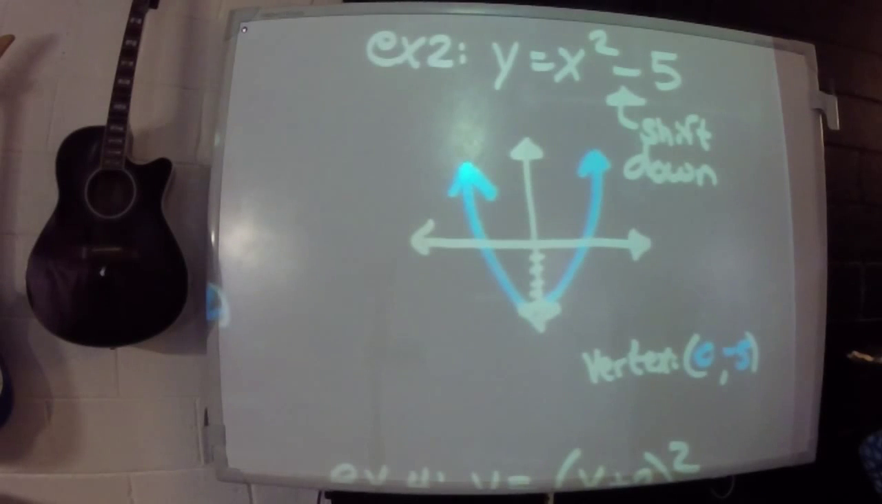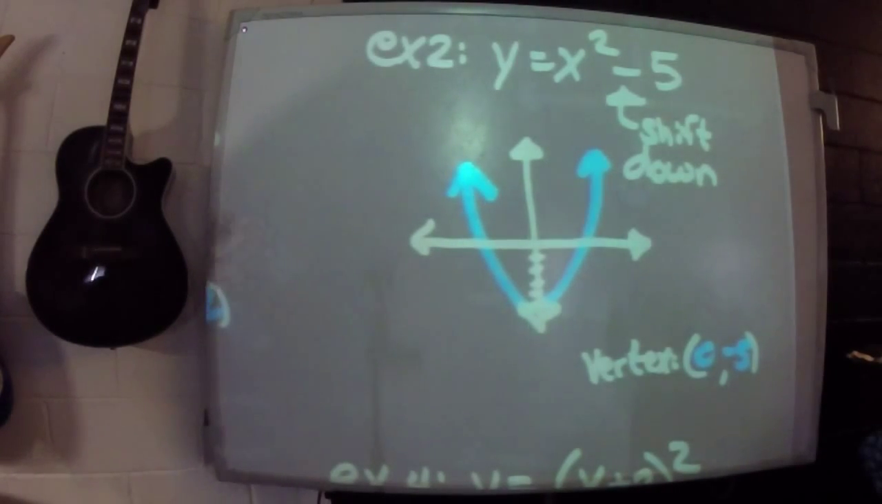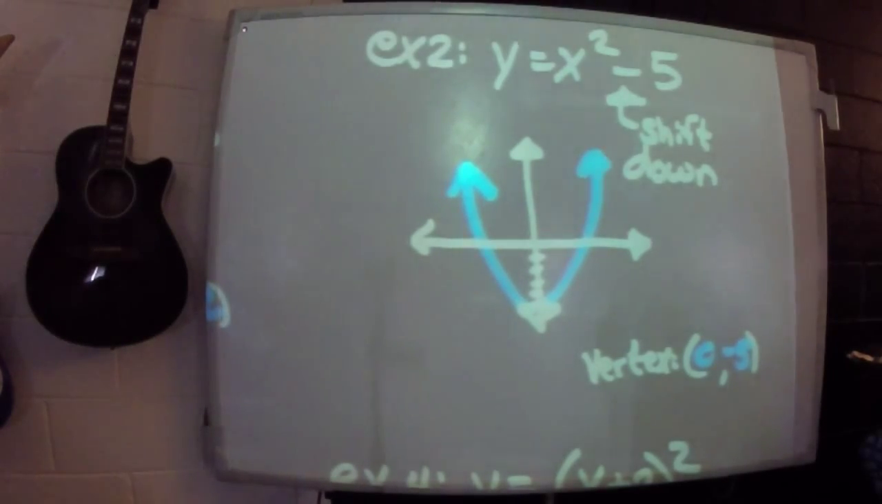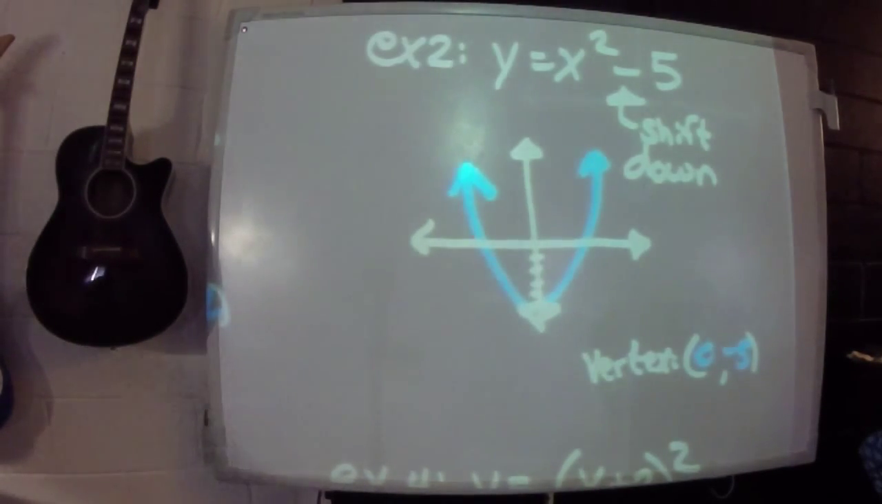Shifting things up and down, really easy. How do we do it? Tack on a plus or a minus and a number at the end. At the far right of your equation, if you tack on a plus or a minus, that will shift whatever it was, whether it's a parabola, circle, ellipse, any of the shapes you're getting ready to see. That's how you shift them up and down.